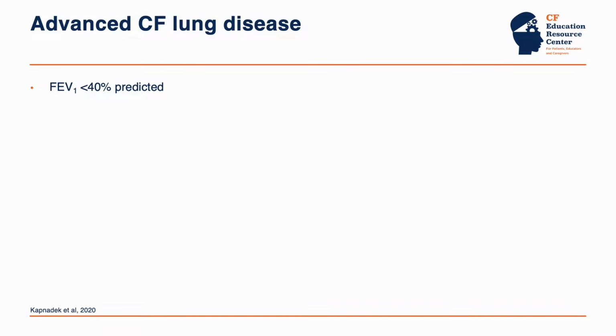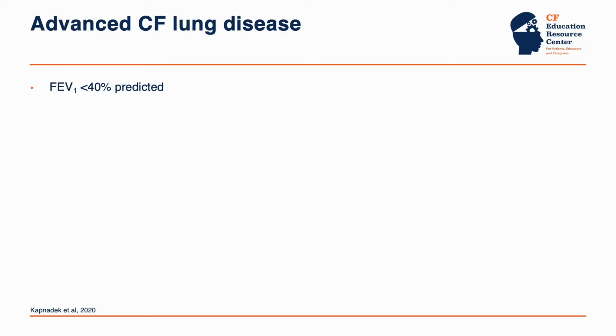So how do we define advanced CF lung disease? We all agree, based on this consensus work that we did, that individuals who have a FEV1 less than 40% predicted should be defined as having advanced CF lung disease and should have additional testing to identify things that are associated or problems that can be hidden in patients with this degree of lung severity.